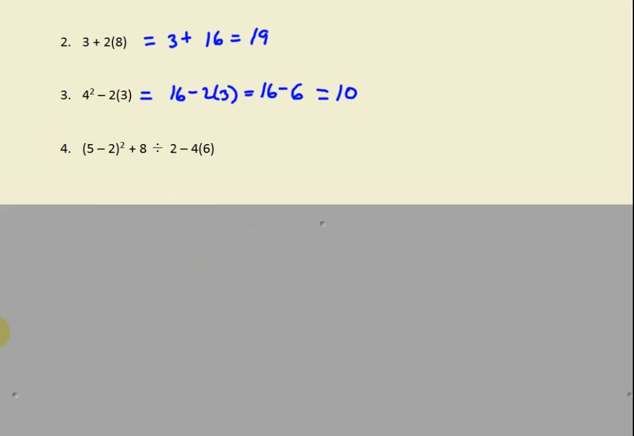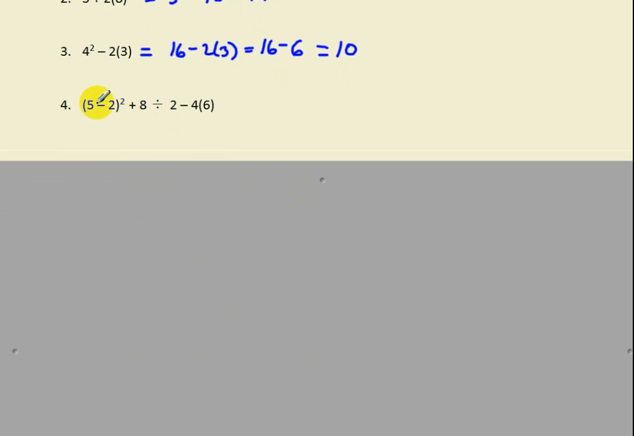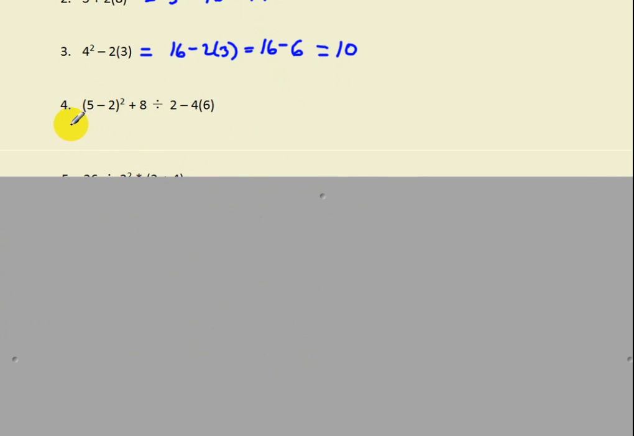Now number 4, we have plenty of grouping going on. So we do have a set of parentheses here with an operation inside. So we need to look at that before we can do anything else. So we're going to look at 5 minus 2 is 3. And write the rest of it as is.